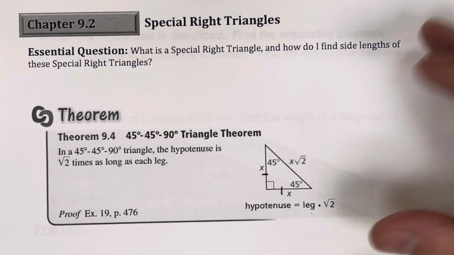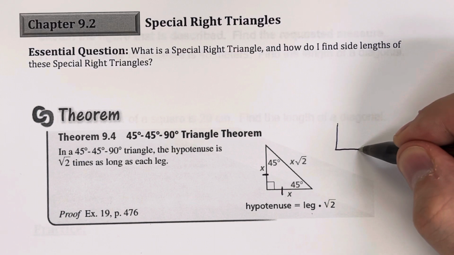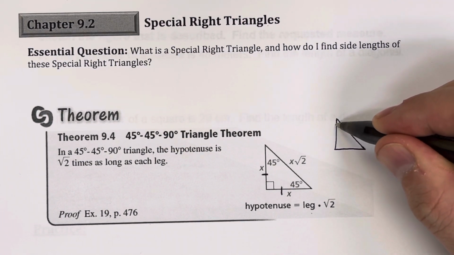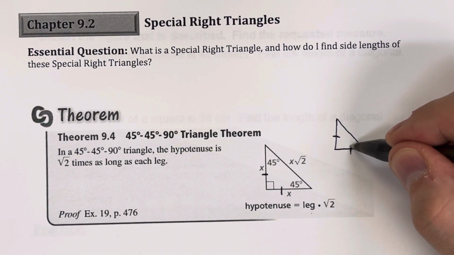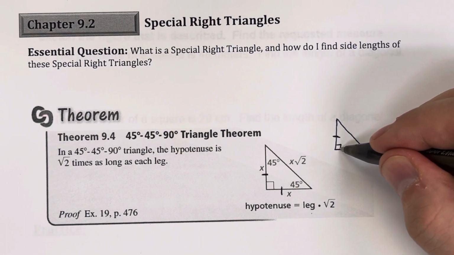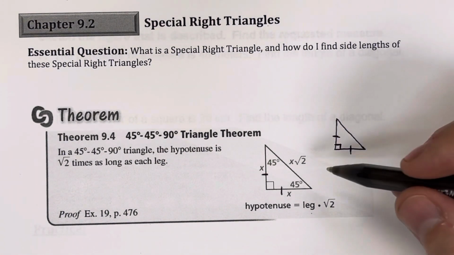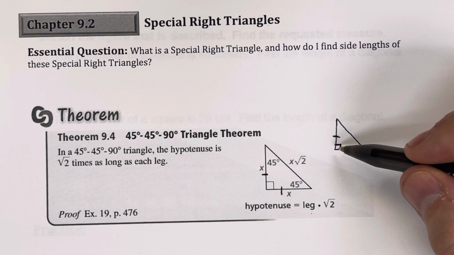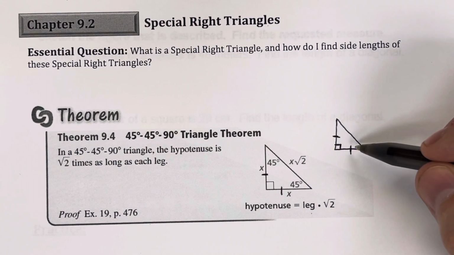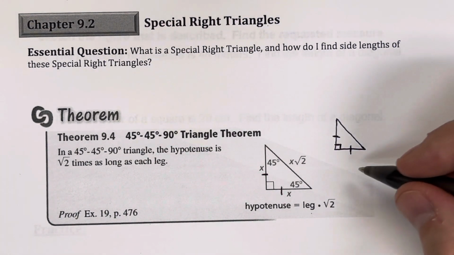So there's a couple ways you could see these in a diagram. You could just see a 45, 45, 90 drawn something like this, showing that the two legs are congruent and that this is a right angle. So that ensures me it's a right triangle. Since these legs are congruent, I would know it's a 45, 45, 90.